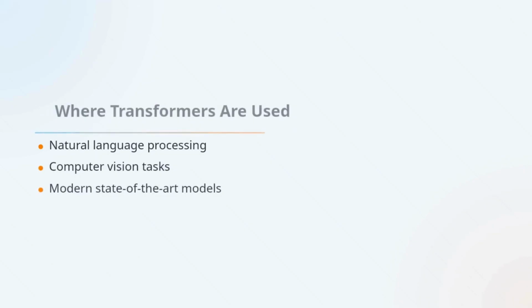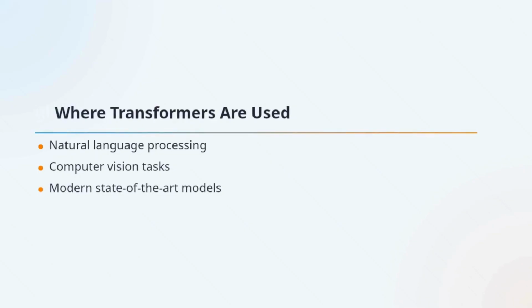Transformers are now used across many domains. In natural language processing, they power translation, summarization, and question answering. In computer vision, they help with image understanding as well. Overall, transformers have become a foundation for many state-of-the-art AI systems because they combine context awareness, flexibility, and strong performance.